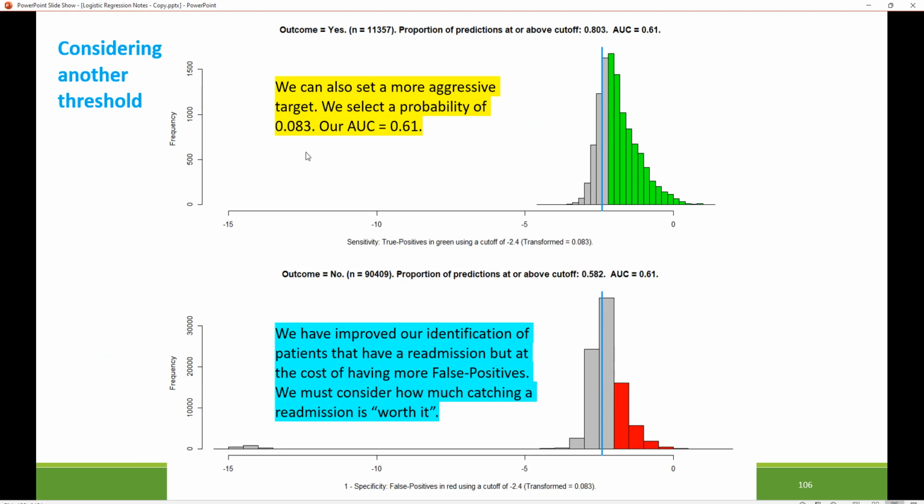In this graph, I have the X scale the same as before, but on the Y scale, which represents the frequency found for these bars, on the top graph it goes from 0 to 1500. On the bottom, it goes from 0 to 30,000. But I made these graphs at a similar height just so that we can easily see the green and the red. The y-axis is a smaller range because there are far fewer patients who had a 30-day readmission than those that did not.